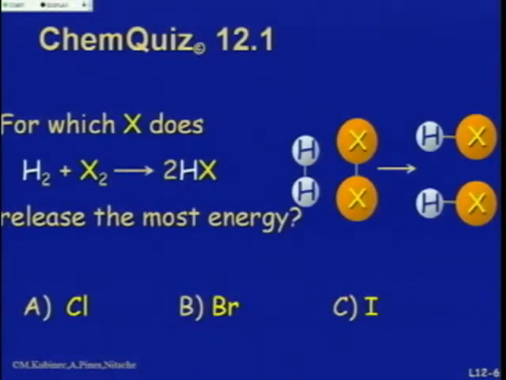We have X. X can be chlorine, bromine, or iodine. And we want to bind this with hydrogen. This is hydrogen, H2, and this is H here. So which bond or which compound that combines with hydrogen of the three, chlorine, bromine, and iodine, would release the most energy? Why don't you think about this and give me an answer?